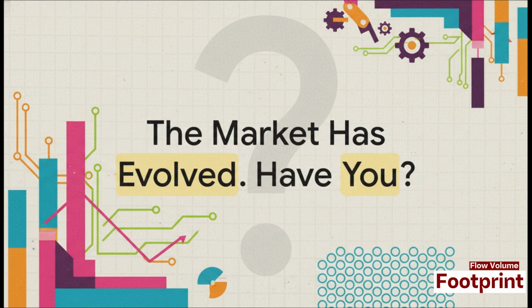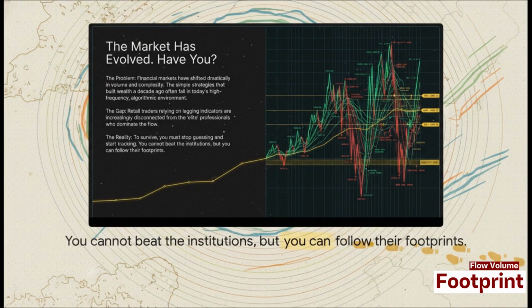All right, let me ask you something straight up. The markets have evolved, right? I mean, they're faster, they're way more complex, completely dominated by algorithms. So the real question is, have you? So here's the hard truth: a lot of traders are out there using strategies built for a market that just doesn't exist anymore. Relying on old, lagging indicators, that's like trying to navigate this insane algorithmic superhighway with a crumpled-up paper map. It's just not going to work. You're completely disconnected from the real flow.